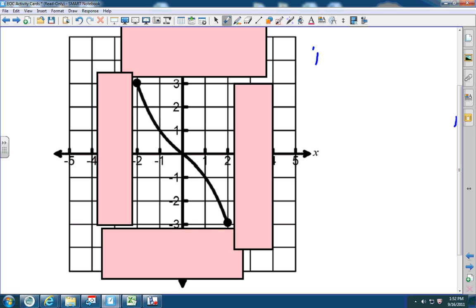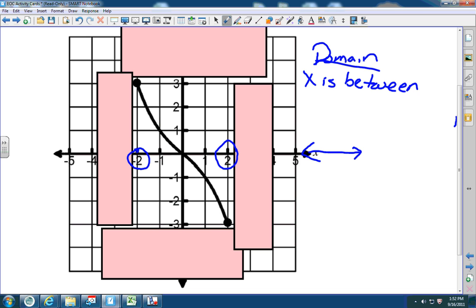I know that the domain is the x. Now the x goes across left to right, so it goes this way. My point farthest to the left is right here at -2, and the farthest to the right is +2. If I were to write this in words, my x is between -2 and 2. It is also including those numbers. If I had to say it in words, I'd say including -2 and 2.